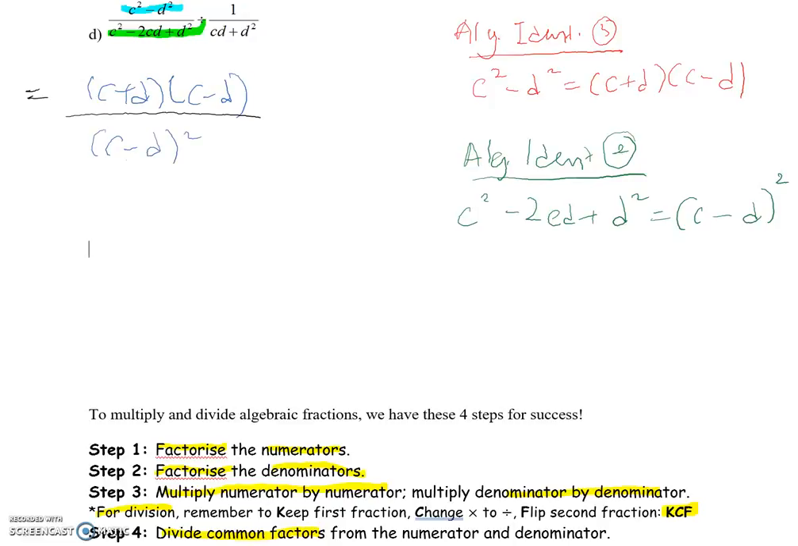For the second fraction, we realize that the denominator can be factorized further by taking out a common factor of d. So let us rewrite this expression. So it will be d multiplied by (c plus d) whole bracket.